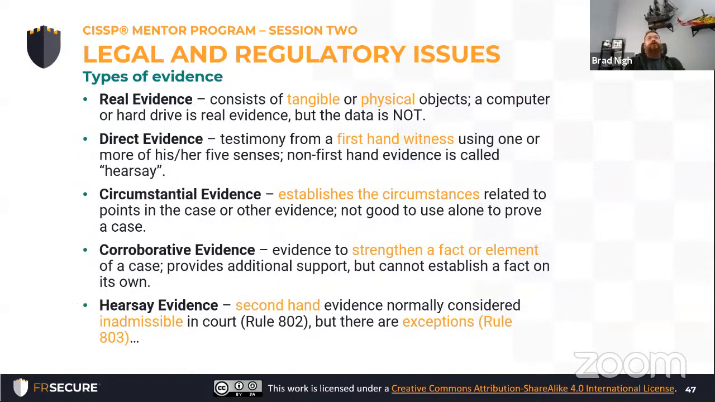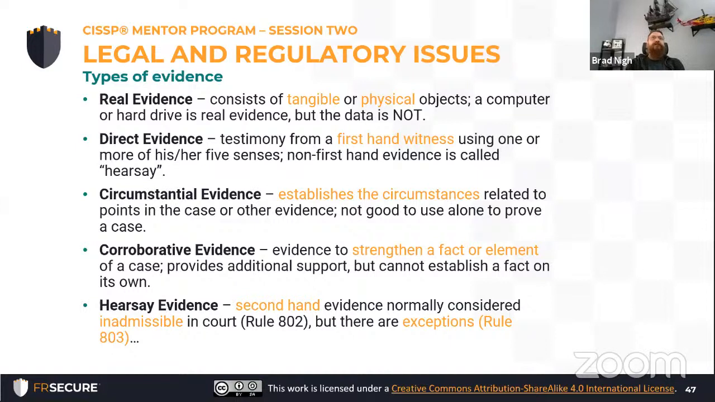All right, so from top down, this is the importance or the value of the evidence. Real evidence is the best. It's tangible physical objects. A computer hard drive is the real evidence. The data is not. What do we have? The glove. Going back to O.J. Simpson, that was real evidence.